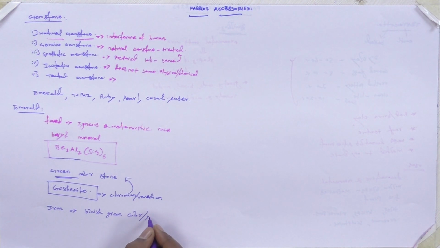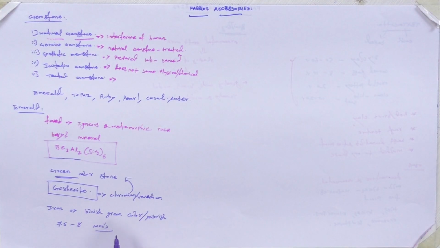Or yellowish color based on the oxidation state of iron. Its Mohs hardness is 7.5 to 8 on the Mohs hardness scale. The hardness of the emerald gemstone is measured by the Mohs scale, and it is 7.5 to 8. And then it is the hexagonal crystal system. So those are some important things about the emerald.